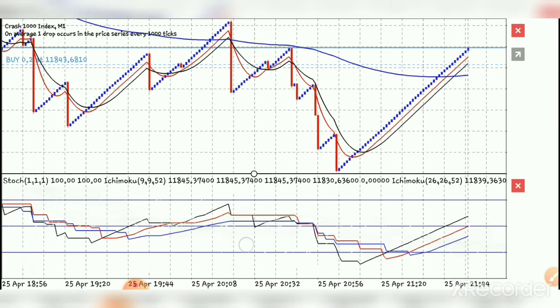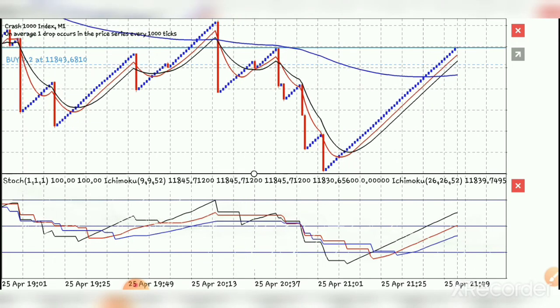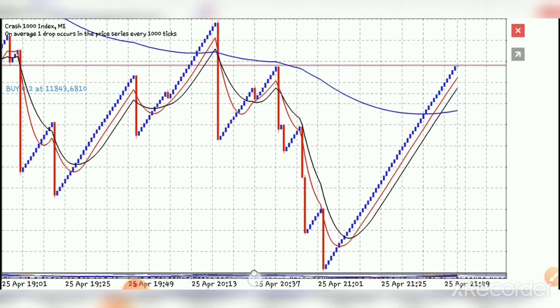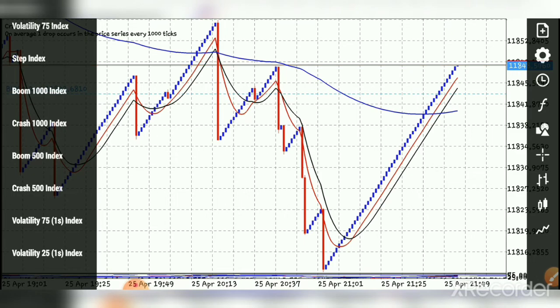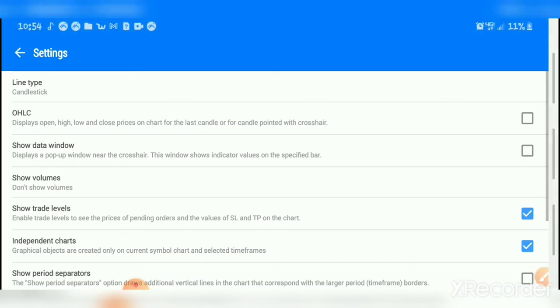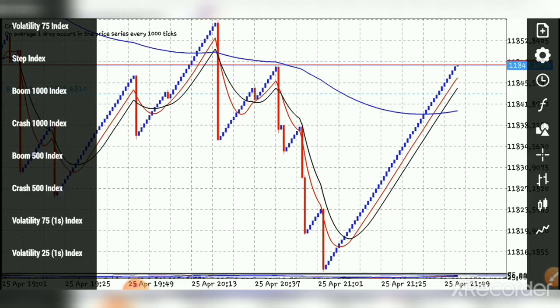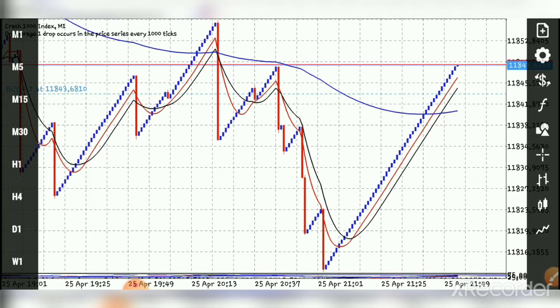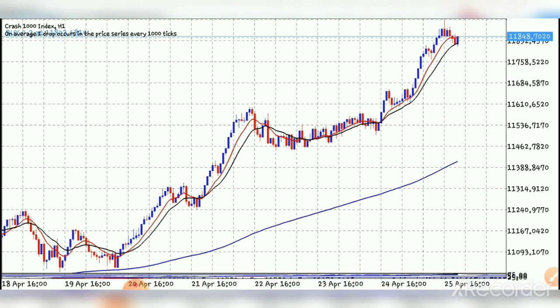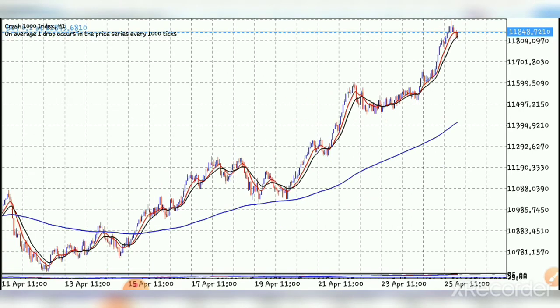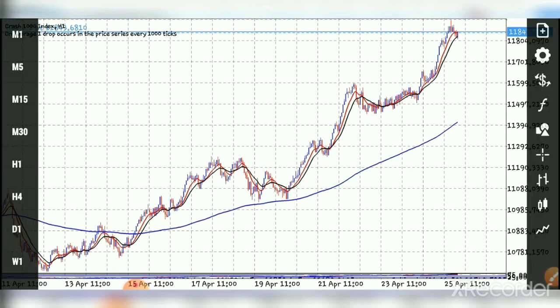So instead of me waiting for spikes, let me go and check the general trend for the market by switching to a higher time frame. Let me use the 1 hour time frame. You can see the market has reached its peak, so it has to come down very soon. I know there will be a spike very soon. So let me go back to the 1 minute time frame.